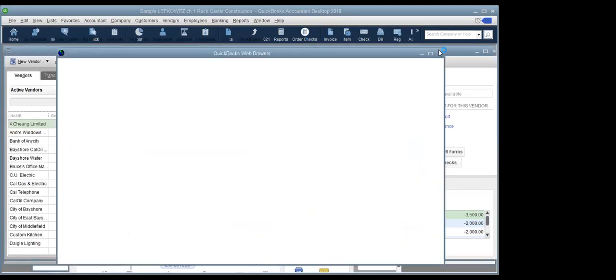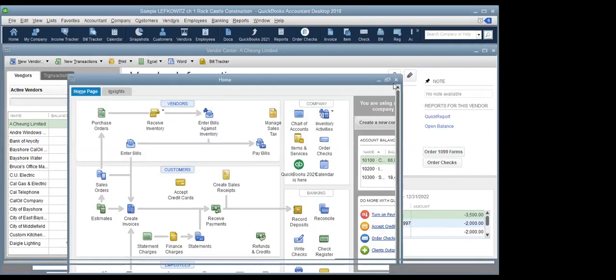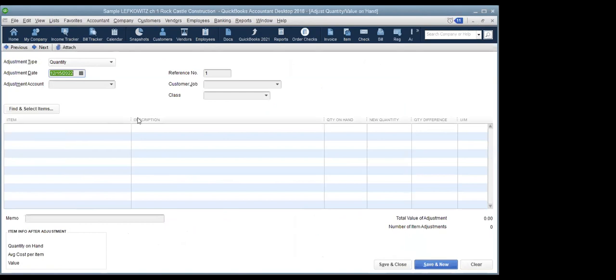And I want to talk about the home screen. Okay, so the home screen shows, let's maximize this. When we talk about inventory, you have right here inventory activities on the top. And in inventory activities, you will have adjust quantity value on hand. So you cannot do it as manual accounting, just debit cost of goods sold and credit inventory. It's not going to work because it's not physically changing the numbers of inventory. So you're really doing the journal entry based on which inventory piece you don't have.